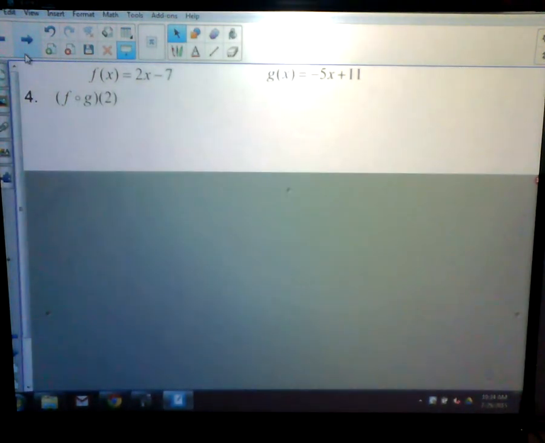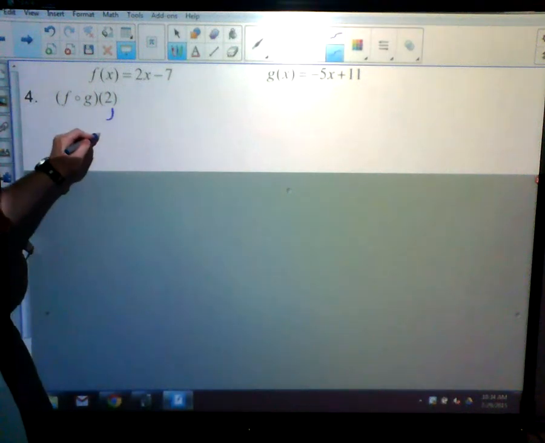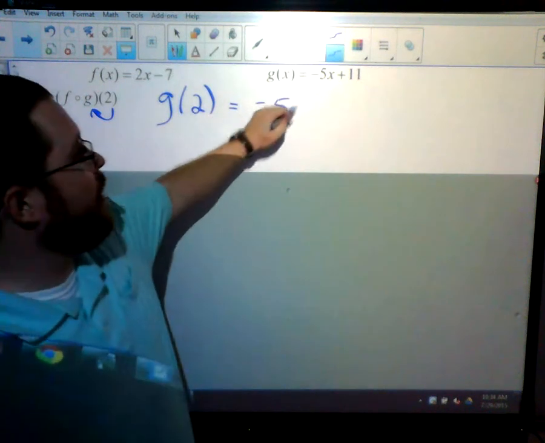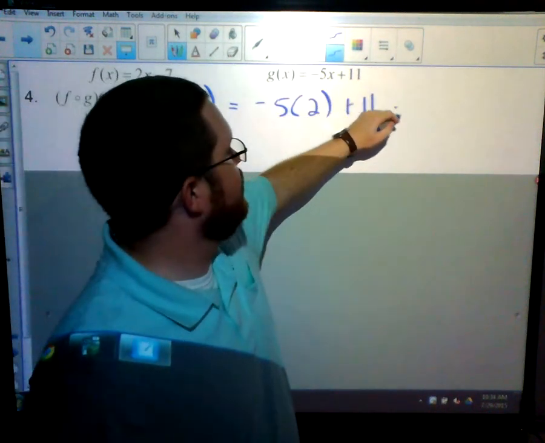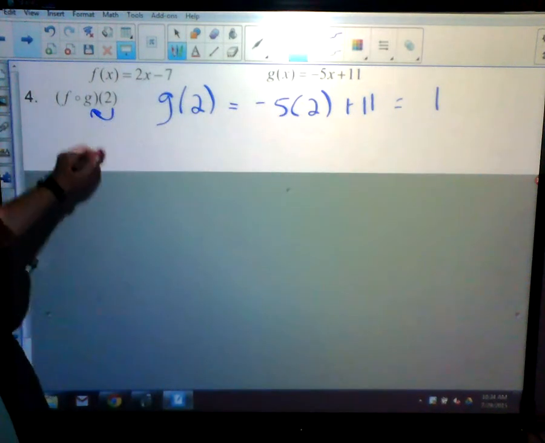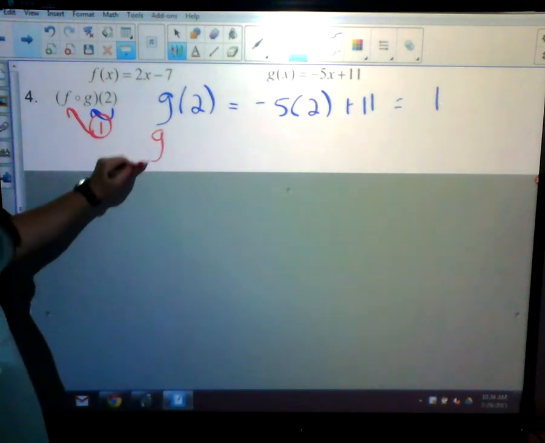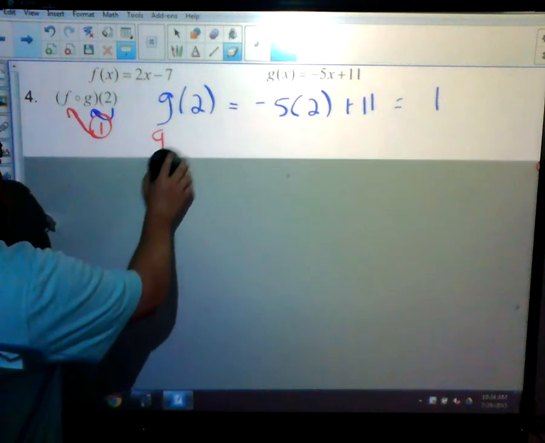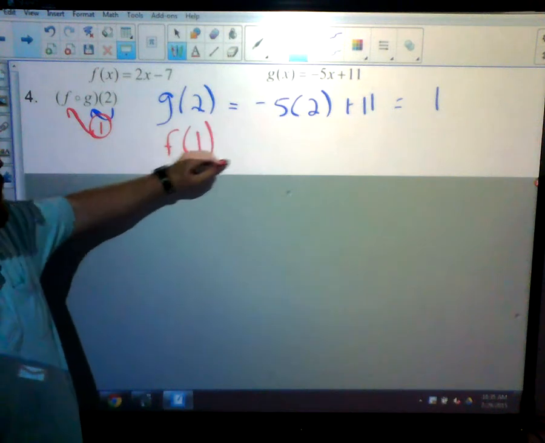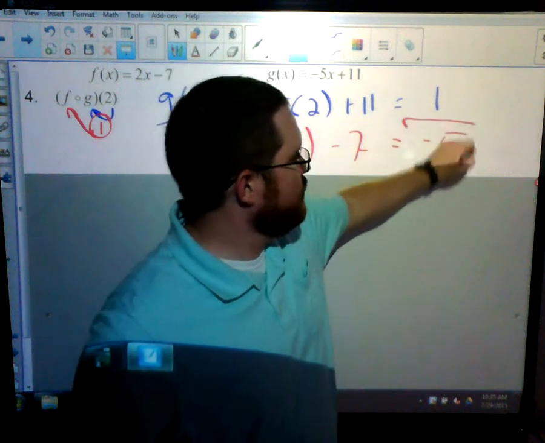What if there's numbers? Well, then we plug the numbers in working backwards. So I'm going to plug 2 into g. G of 2, that's negative 5 times 2 plus 11. That's negative 10 plus 11, that's 1. So the answer to the first part is 1. Now I'm going to take the 1 and plug it into f. F of 1 is 2 times 1 minus 7. Final answer is negative 5.